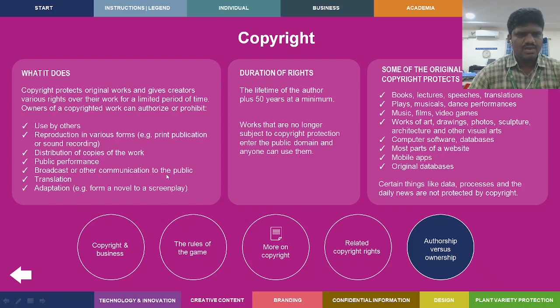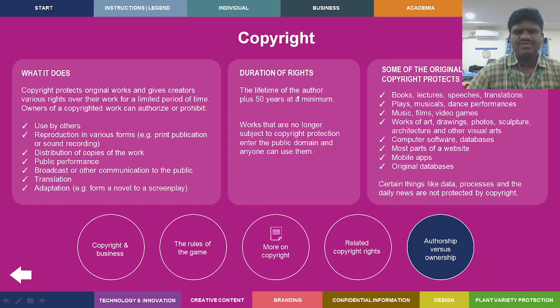Broadcast or other communication to the public. Translation: we should not do any translation without getting permission. Next, the duration of the right, which is very important. It is the lifetime of the author plus 50 years at a minimum.